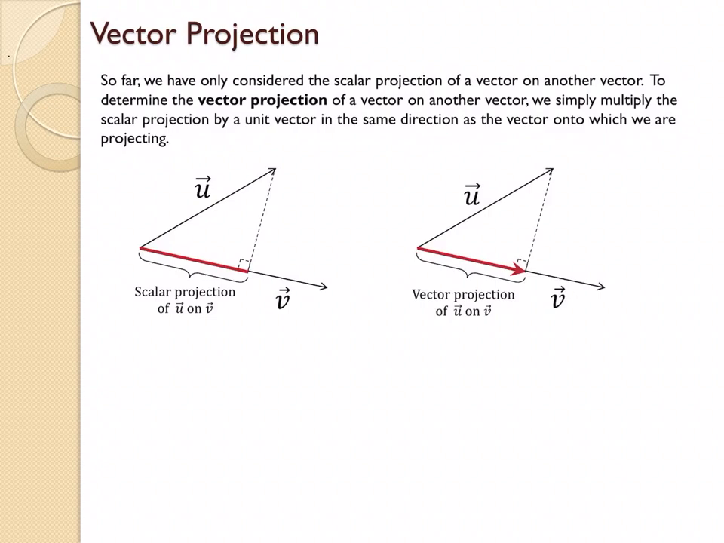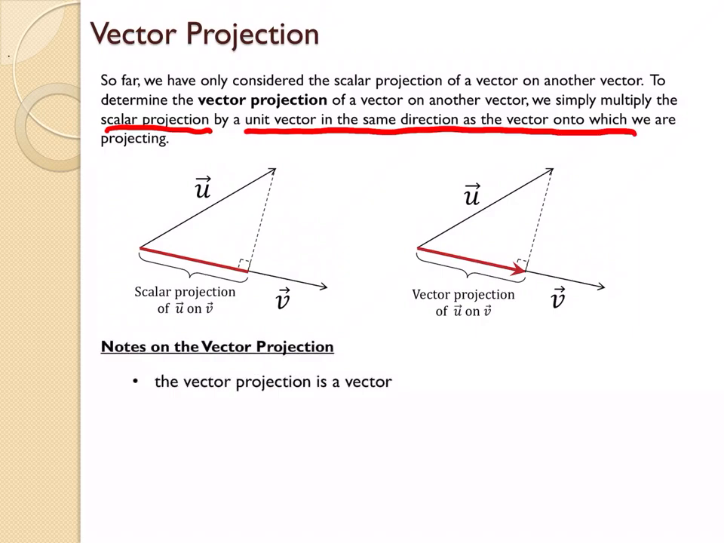For vector projection, we want to actually find that length of that shadow with an arrow on it saying in this direction along the v vector. And it's already been described here what we do. We multiply the scalar projection by a unit vector in the same direction as the vector we want to go. So first we find a unit vector along v, one that's exactly 1 long, multiply it by how long we want the vector to be, and then you get your vector projection.